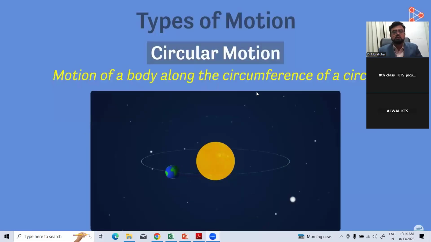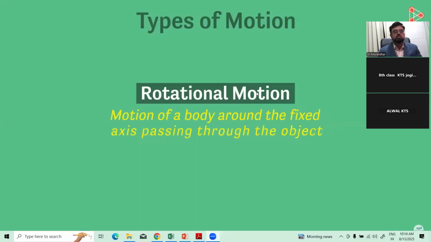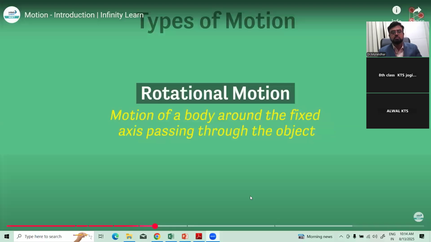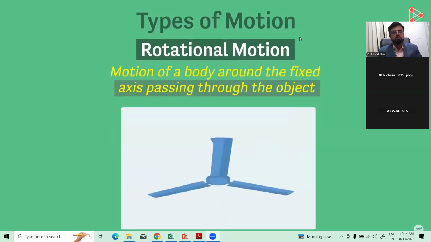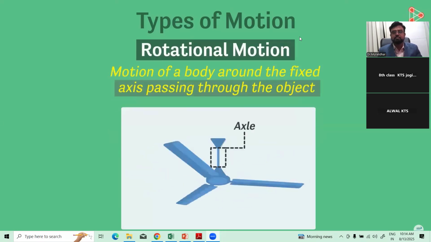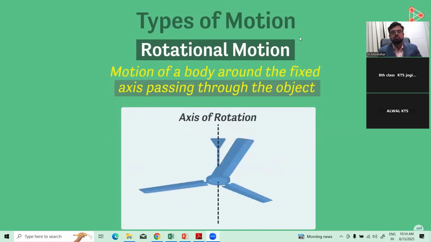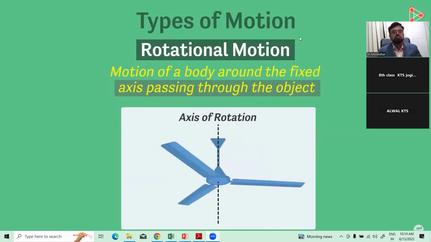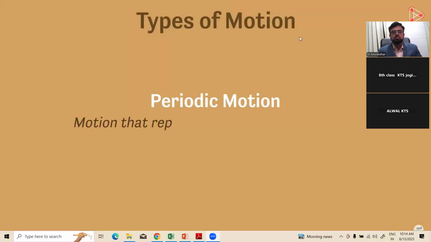The third type of motion that we saw is rotational motion. It is the motion of a body around a fixed axis which is passing through the object. This is important. The axis has to pass through the object. An example of rotational motion is a ceiling fan rotating along its axle. You see that if I draw a hypothetical line called the axis of rotation, then it's passing through the fan. And the final type of motion is periodic motion, which is the motion that repeats itself in equal intervals of time.